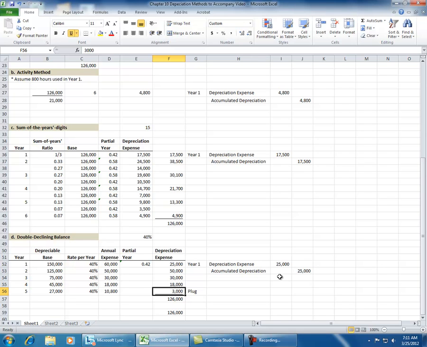So the first year then is $25,000. That's a partial year. But if you look at the full years, you can see that there is a definite decrease in depreciation as you move through the life of the asset.